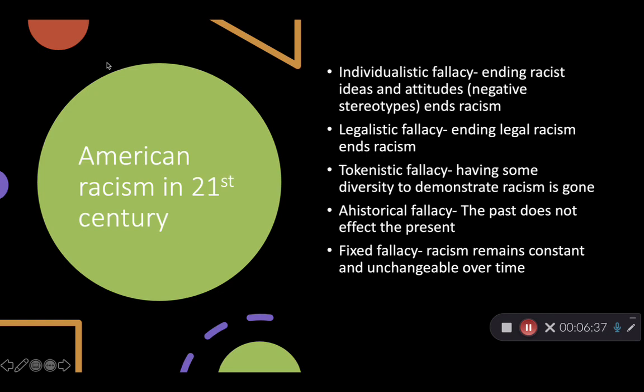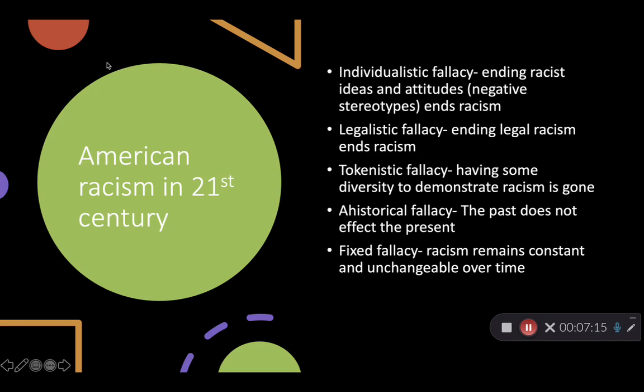Individualistic fallacy. The book talks about all the different types of fallacies that we tend to assume attached to racism. So here's the list. The individualistic fallacy says that ending racist ideas and attitudes, negative stereotypes, can end racism. What they don't see is that even though you can change hearts and minds, institutional racism still exists, and that goes into who still has control of the economic markets, who's in control of the hiring practices. Are they truly engaging in inclusion and diversity in their hiring practices, for example?